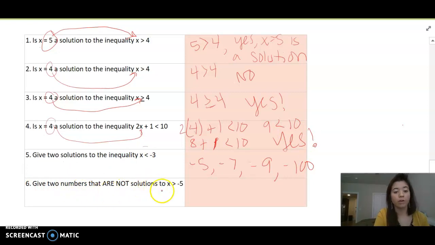Give two numbers that are not solutions. So something that wouldn't make this true. This says x is greater than -5. So not solutions would be anything that are less than -5. So -6, -8, -100. Those are not solutions.